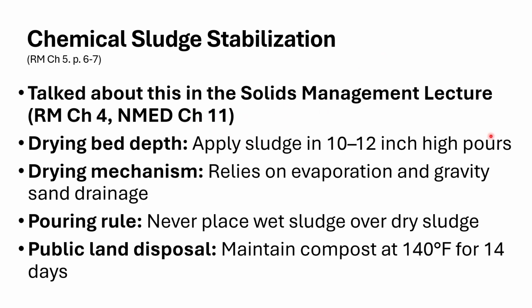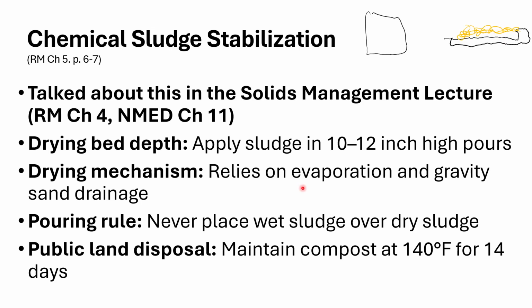Okay, we've got drying beds. The drying beds are just what they sound like. It's just a plot of land. Looking at it from the overhead, and looking at it from the side, it would just be maybe a slope with a little curb, a concrete structure. We'd pour the sludge here in these 10 to 12 inch pours. So we would pour out the sludge about 10 inches to a foot high.